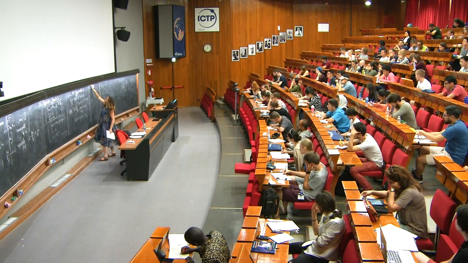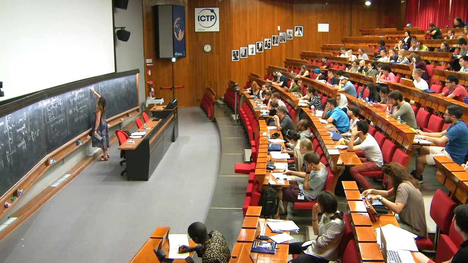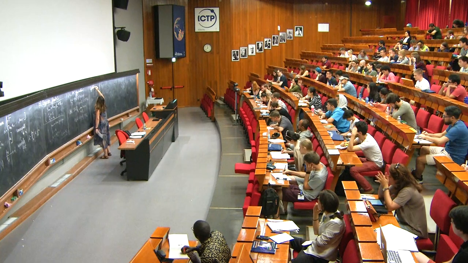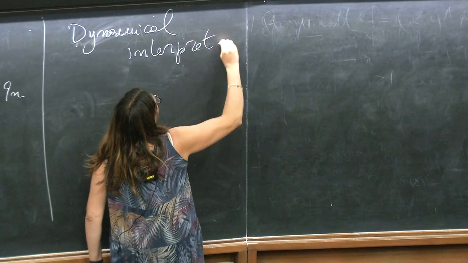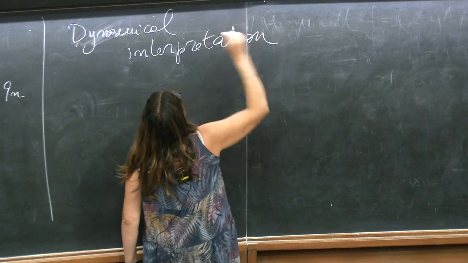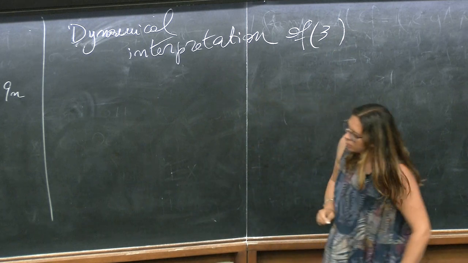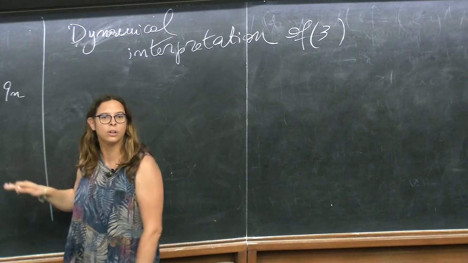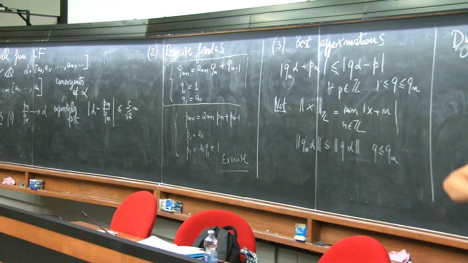And the first thing I want to do is give a dynamical, more than geometric, interpretation. What does this property three mean? Dynamical interpretation of property three. What does this say about the orbit of the rotation? How do I find Qn if I look at an orbit of the rotation in space?